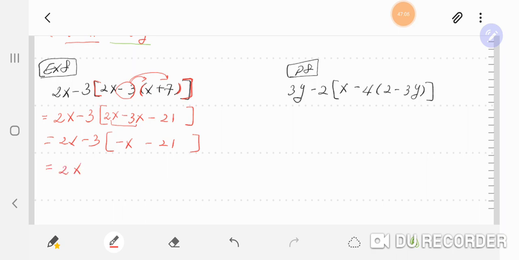Okay, then now distribute, right? So distribute this bracket by what? Negative 3. Like this. So negative 3 times negative x is positive 3x. Negative times negative is positive. And then multiply what? Negative 21 by negative 3. So plus 63. So negative 21 times negative 3. The sign is positive, which becomes plus. And then 21 times 3 is 63. And then combine the like terms. So 2 plus 3 is 5x plus 63.